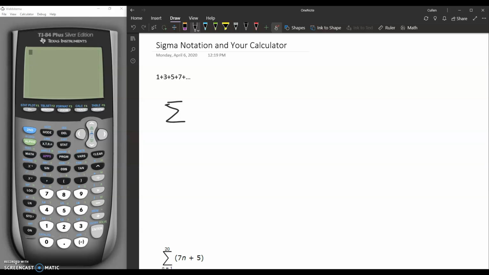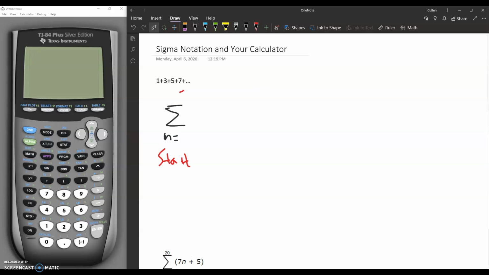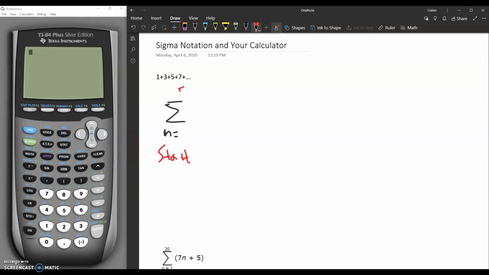On the top or on the bottom of the sigma notation, you'll usually have a variable. Most of the time it's n, so I'm just going to write an n here. It's n equals. This bottom one is the number that you start with. So this is our start. It could start with n equals 1 or 2 or 3 or 4 or 5 or whatever. And the top one is what we end at. You can end at whatever number you'd like.